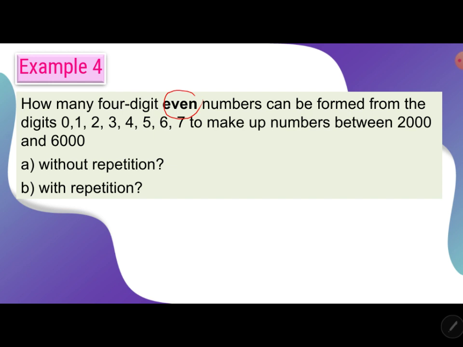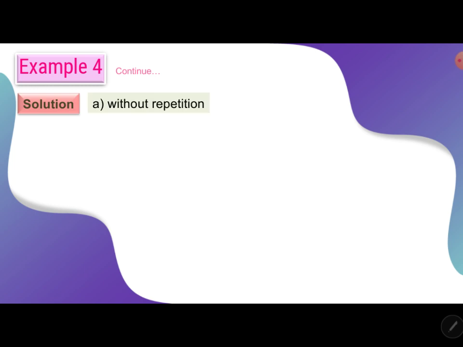Okay, so let's do question A first. So we have 0, 1, 2, 3, 4, 5, 6, 7, to get a 4-digit number between 2000 and 6000. For the first digit, what can we use? We can use 2, 3, 4, 5 only, because it is always between 2000 and 6000. So we have to ignore 6.